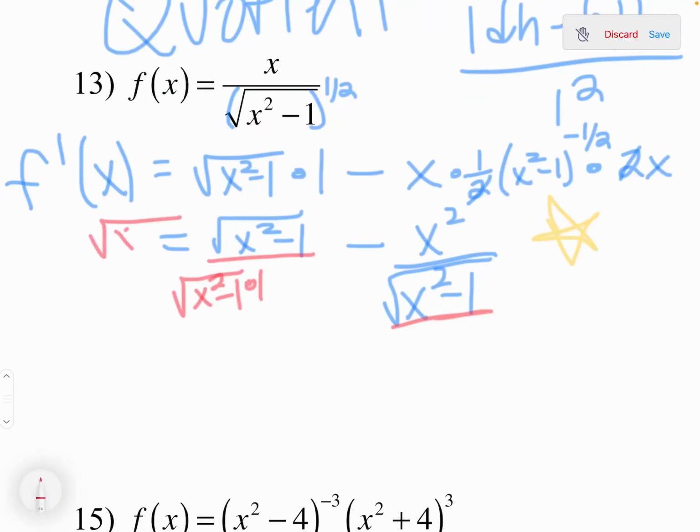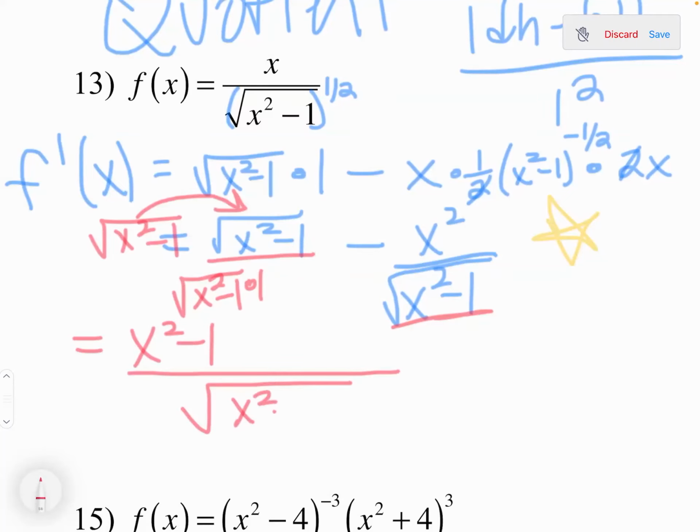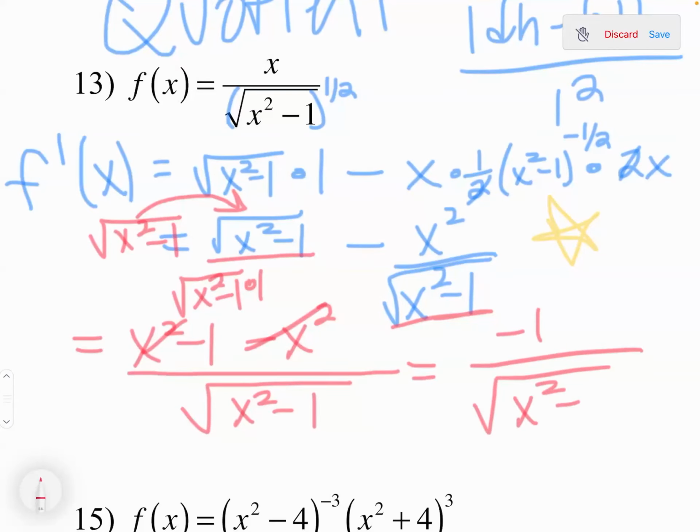But if I multiply the denominator by that, I also have to multiply the numerator by that. If we take a square root and multiply it by a square root of the same expression, well, that square root just cancels out. So we just get x squared minus 1. And since we have the same denominator now, we can write this as one fraction. And then we have this negative x squared on top of the other fraction. And we can actually cross the x squareds out. And we get negative 1 over the square root of x squared minus 1.